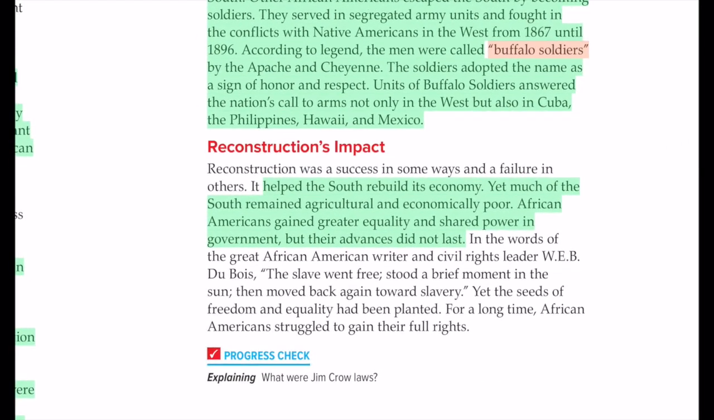So the Reconstruction, it did its job. It rebuilt the economy. Although the economy is not really much different, it's really agricultural and poor, right? African Americans had some good equality for a while, got to vote, got to run some government and be in the government for a while. But then once the Democrats took back over again, those opportunities went away. So it became more biased and violent and things again. Okay, we're going to stop there.